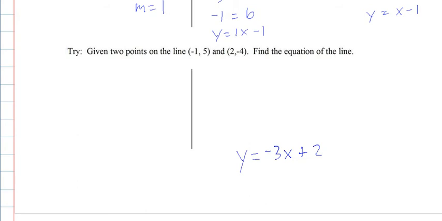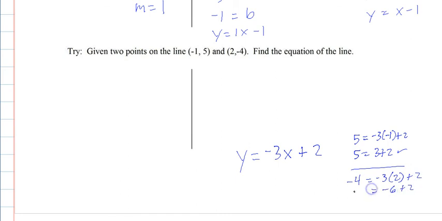And there's your equation. And how do I know it's correct? Well, we can just check it real quick. We plug in our numbers that they've given us. And there it is. 3 plus 2 is 5. Check the other number. -4 equals -3 times 2 plus 2. It's -6 plus 2. And that also equals -4. Checks. And that's how to find the equation of a line.